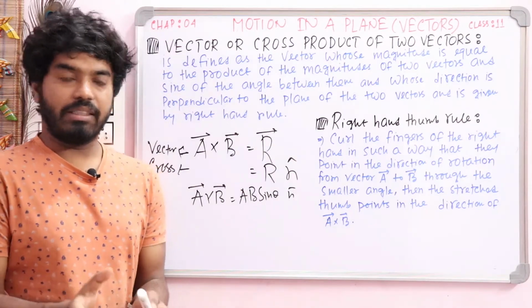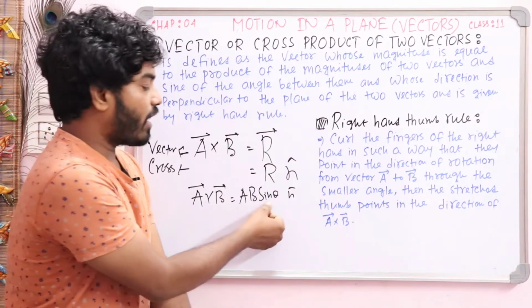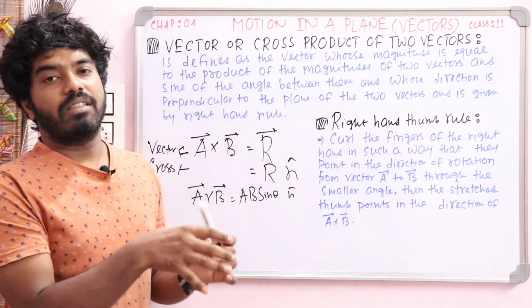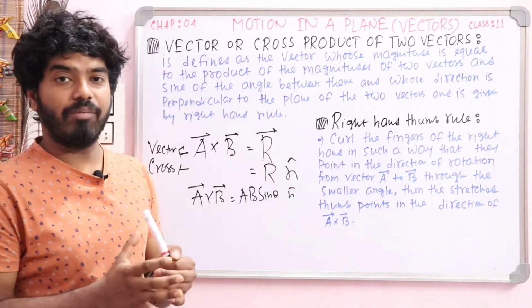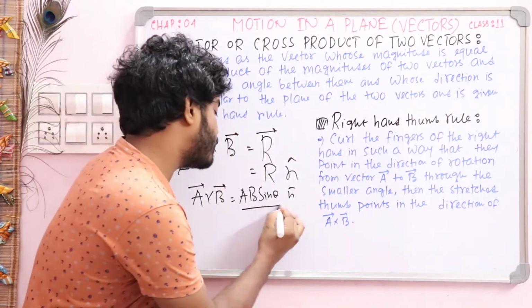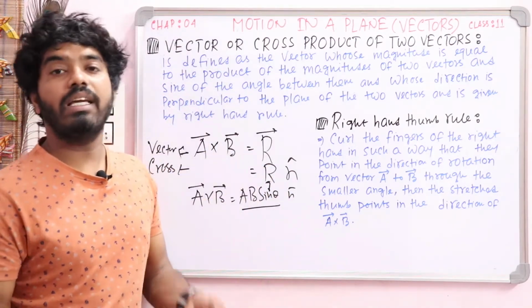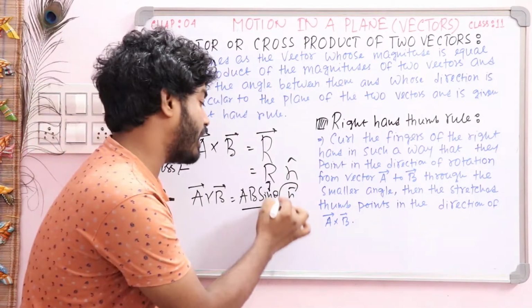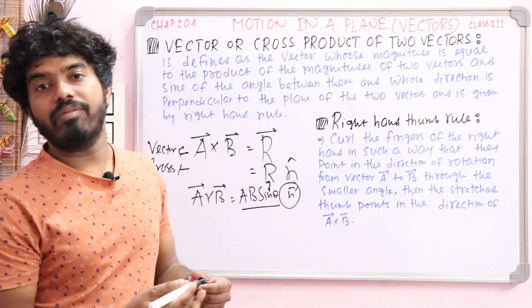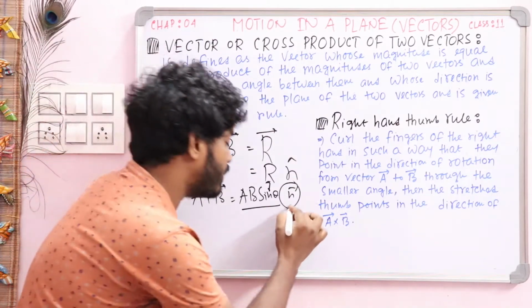What is AB sine theta? A is the magnitude of A, B is the magnitude of B. Sine theta, that means the sine of the angle between two vectors. Here theta is the angle between A and B. This AB sine theta represents the magnitude value, that is R, and obviously it has direction, and this direction is represented by n cap. All of you know n cap is a unit vector which represents the direction.